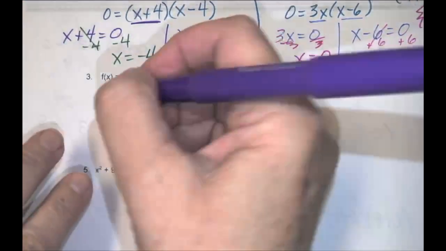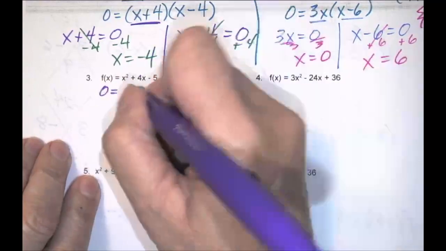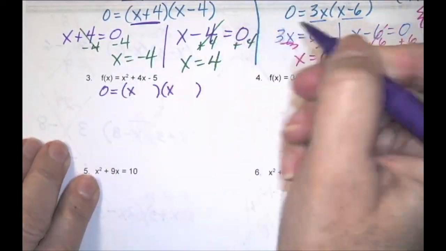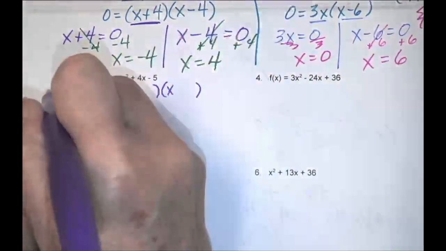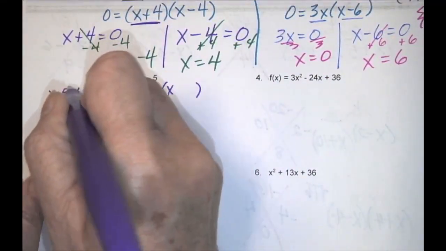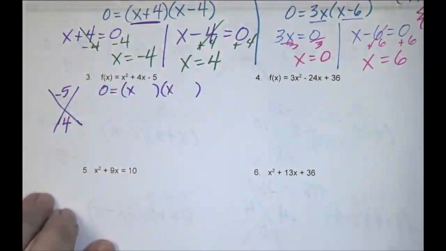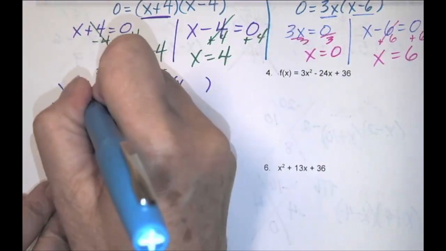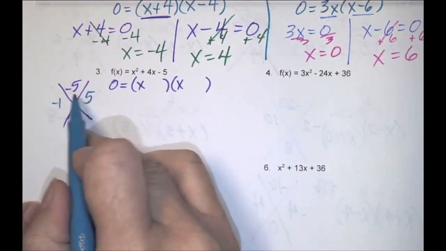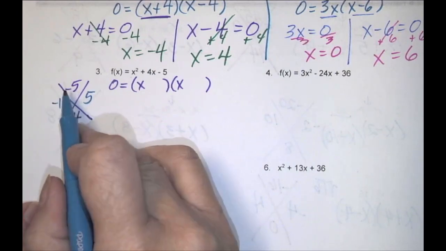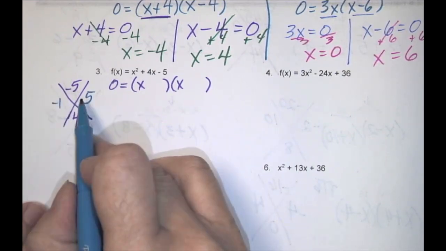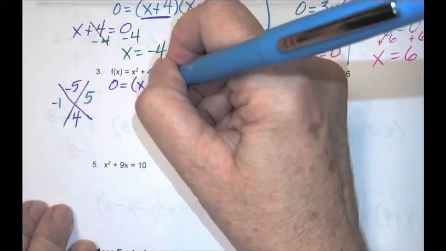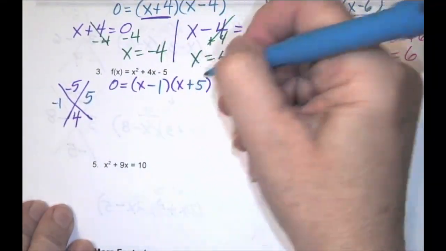So I want to know when this is 0. First, I have to set it equal to 0, and I have to factor it. So I want the two numbers that multiply to negative 5 but add to positive 4. That's going to have to be negative 1 and positive 5. 1 and 5 are the only two things that multiply to 5. But to get negative, one of them has to be negative. To add to a positive 4, the bigger one has to be positive. So we're going to have minus 1 and positive 5.